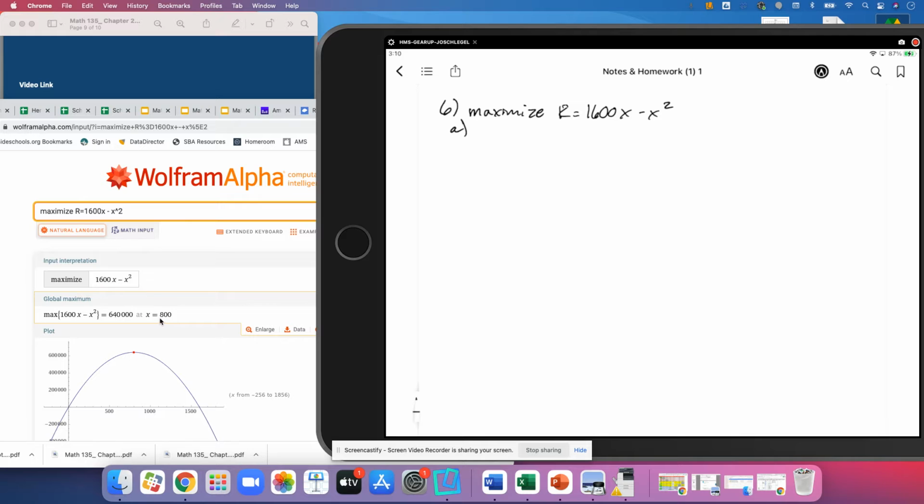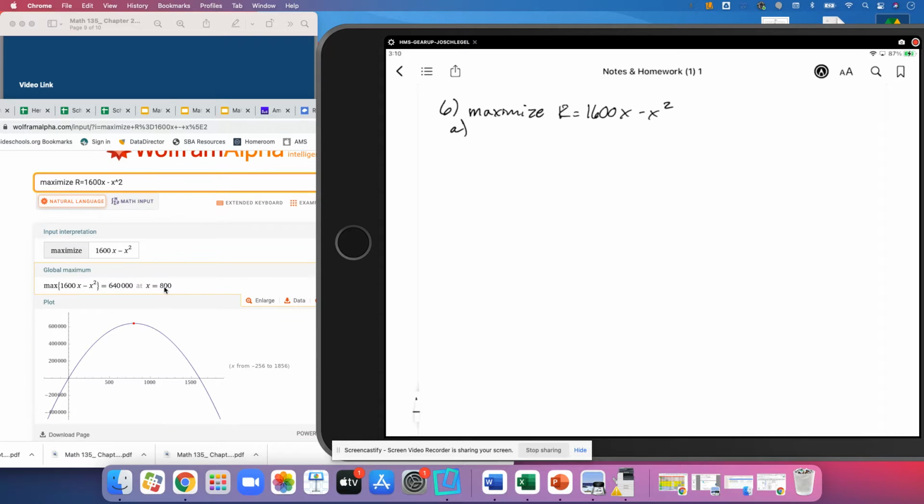So we can see that our revenue is maximized when we produce and sell 800 units, and our maximum revenue is $640,000. That's quite a lot. So max revenue is $640,000 when 800 units are produced and sold.